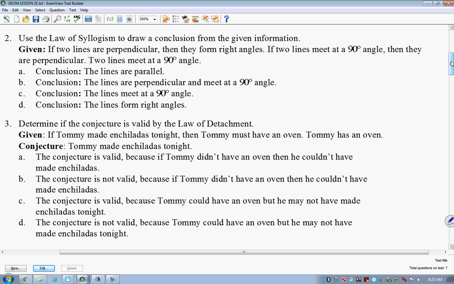Perpendicular. What do you want to call it? A. Okay. If two lines are perpendicular, then they form right angles. What do you want to underline? Right angles. What do you want to call it?